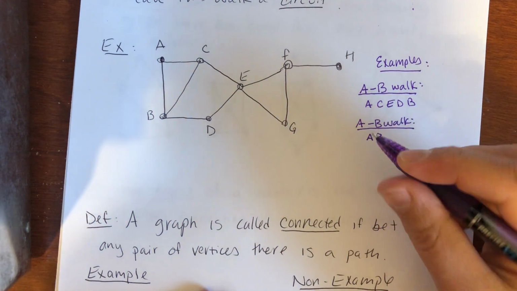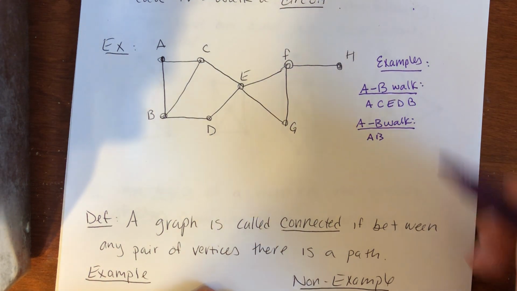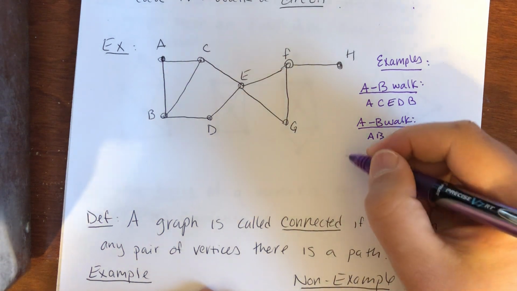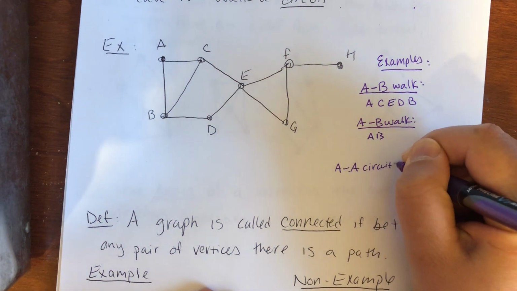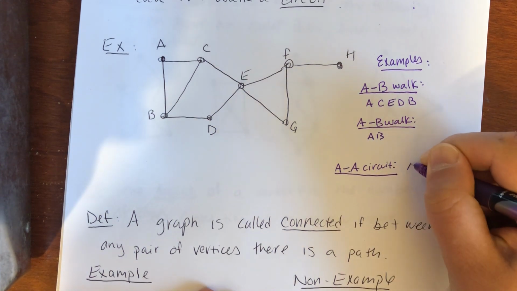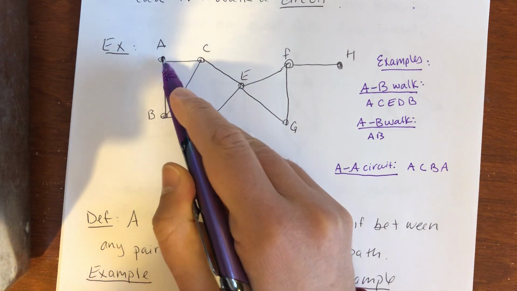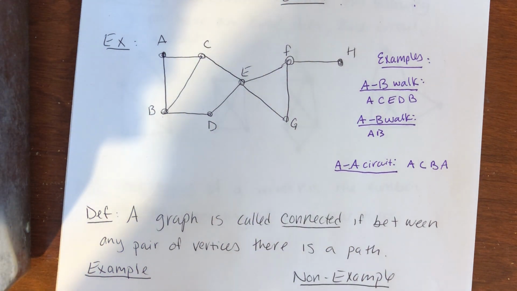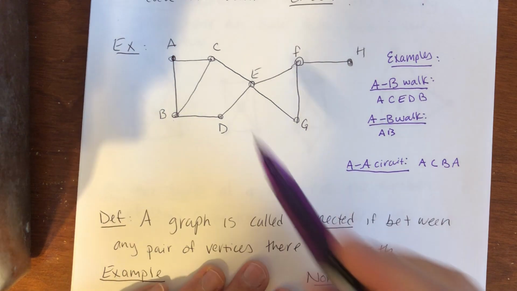Okay. Now a circuit is just a walk that starts and ends at the same vertex. So for example, an A to A circuit might be something like A to C to B to A. So a circuit just means you start and you end at the same spot. And notice that in this case, there's nothing that prevents you from repeating vertices. Nothing in the definition says that you have to visit every vertex only once.